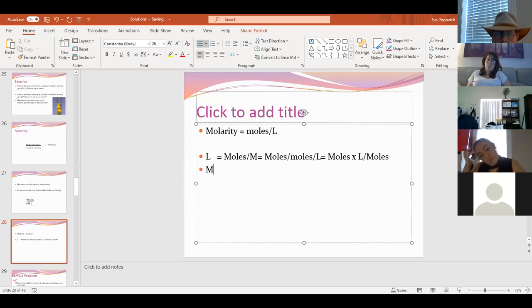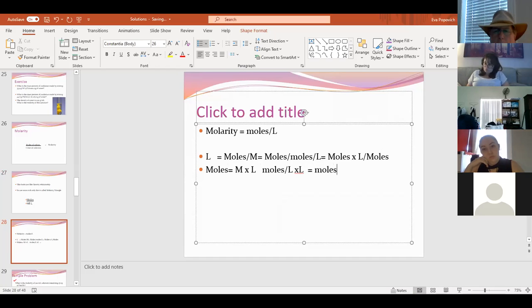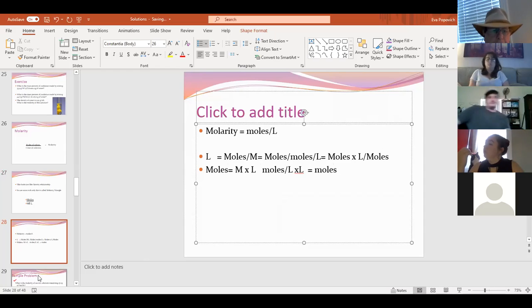If I want moles, my molarity gets multiplied by my liters. And again, I have to realize with this that my molarity is moles per liter. So if I multiply it by liters, liters cancel, and that gives me moles. You're going to have to become facile about doing this.